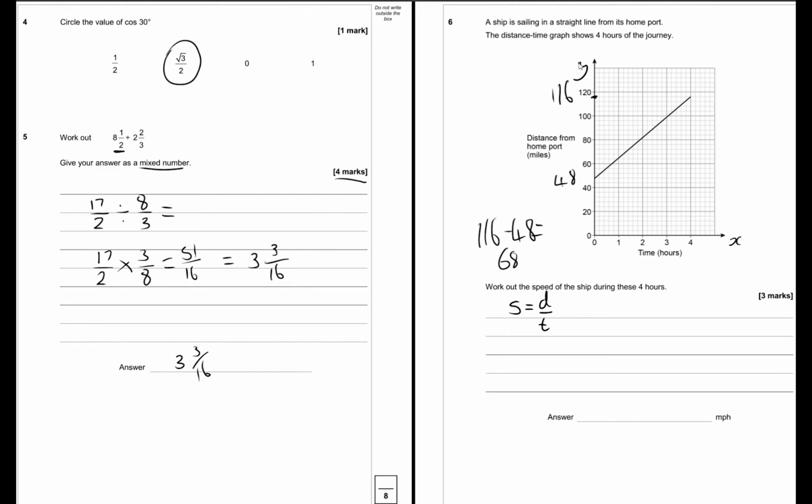So that is the total distance. So total distance is 68 over the total time, which is 4 hours. So we're going to do 68 divided by 4, which is going to give us 17. So 17 miles per hour is the answer.